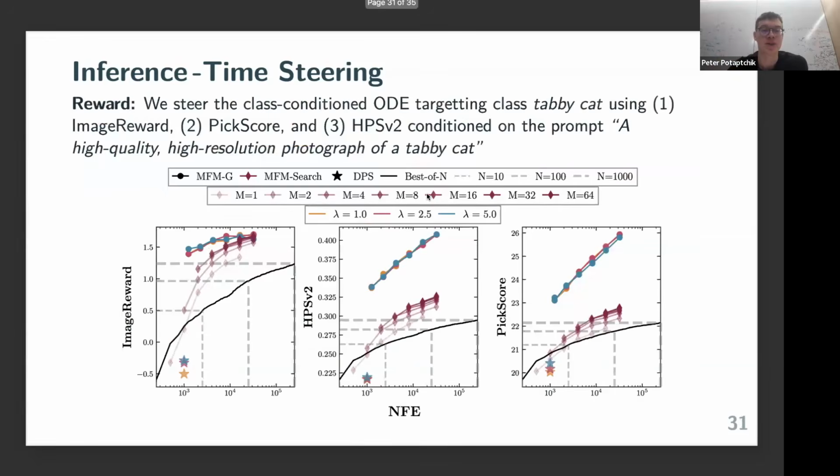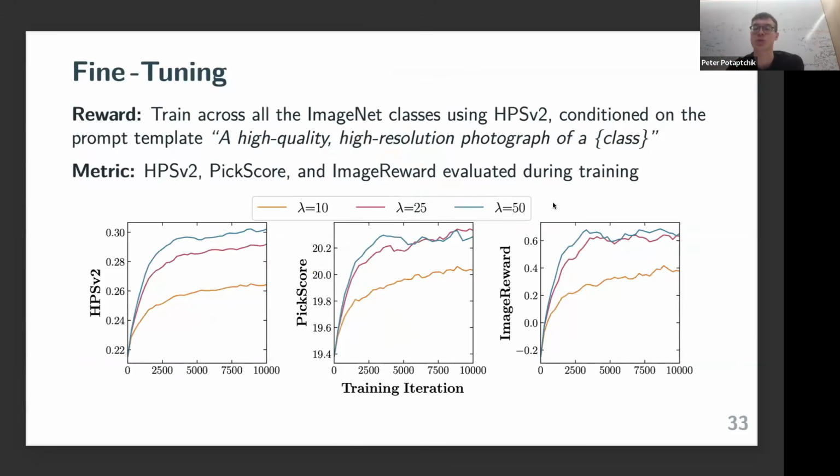Okay, I'm running out of time, but I just want to say we also explore fine-tuning. So here we fine-tune over all of the classes on HPS, and we monitor how HPS reward does. We also monitor PickScore and ImageReward just to make sure we're not reward hacking. So we only train on HPS, but we monitor all these rewards, and we can see that we have a nice improvement.